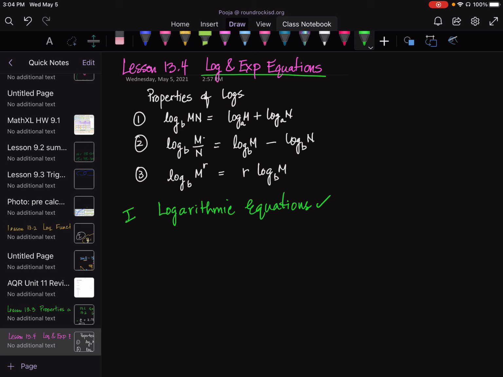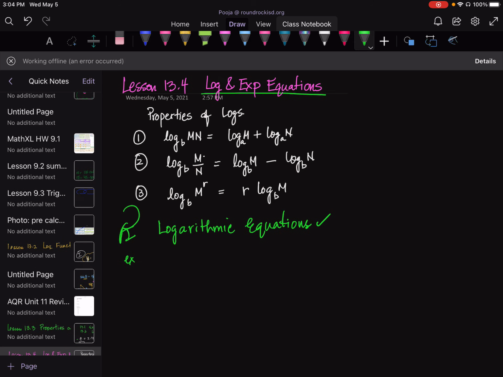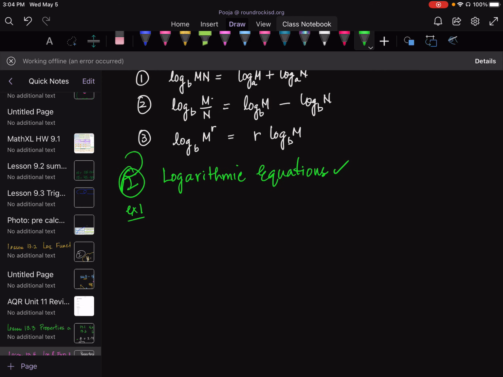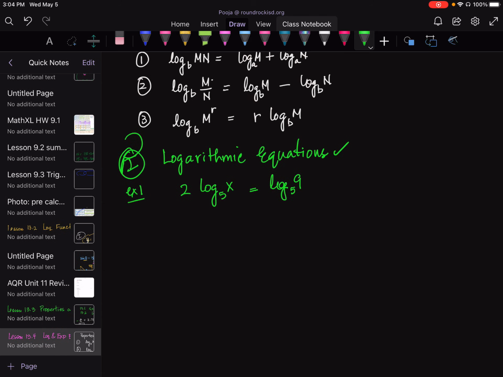All right, here's example 1. 2 log x, base 5, equals log of 9 with the same base 5. Okay, here's an equation in front of me, and it's a log equation because I have log on both sides.